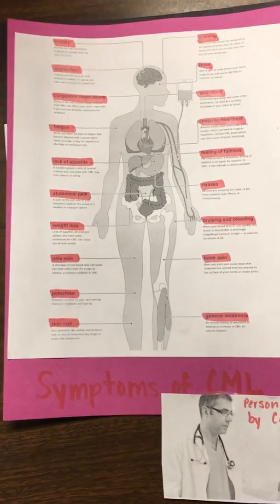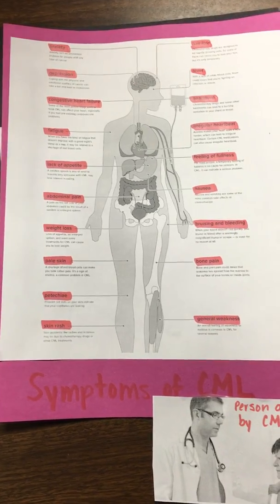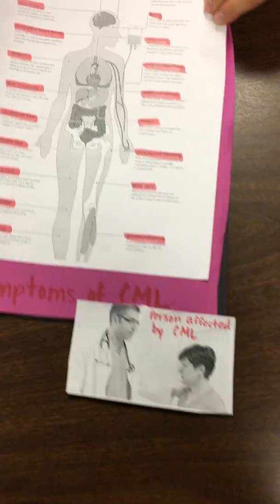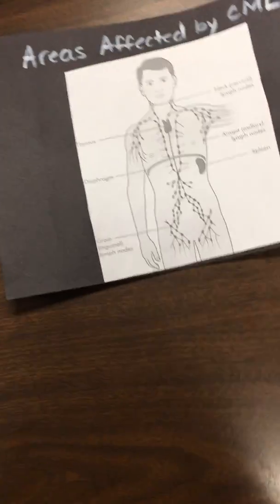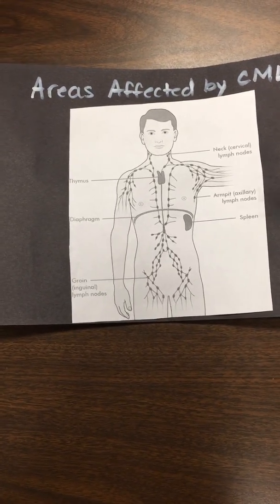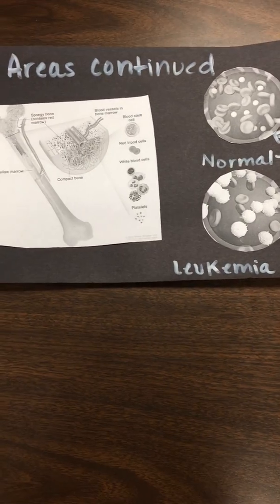Symptoms of CML include feeling of fullness, irregular heartbeat, fatigue, or lack of appetite. The areas affected by CML are the abdominal cavity, the bone marrow, and the bloodstream.